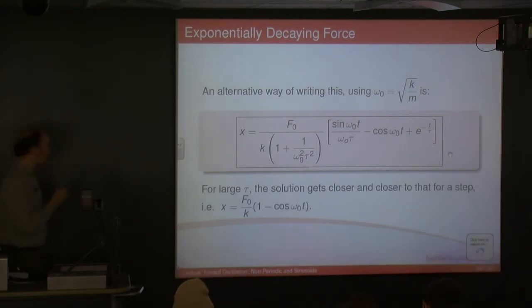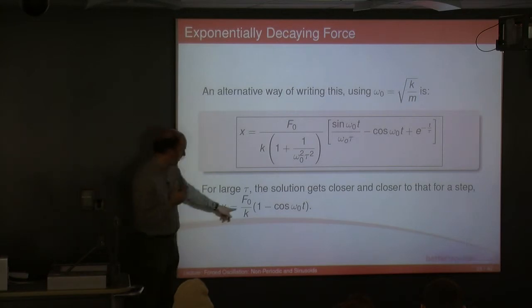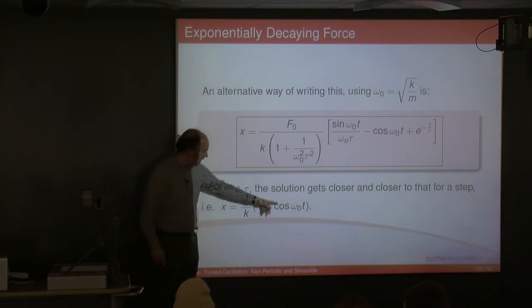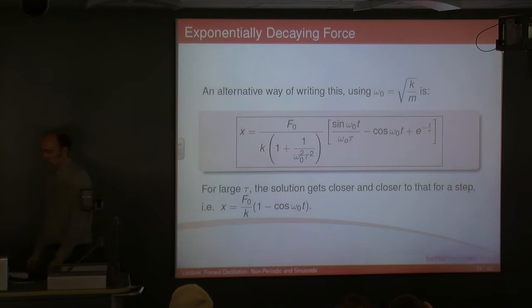So for large tau, the solution gets closer and closer to that for a step function, which makes sense. If your decaying exponential takes forever to decay, you're going to be pretty much close to a step, and you end up with the same equation, which is what we found before.